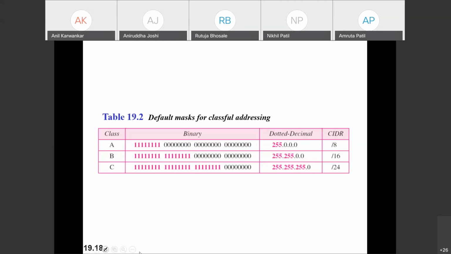The concept of net ID and host ID was utilized in the classful addressing scheme. The IP addresses in classes A, B, and C are divided into this net ID and host ID, having a variable length depending on the class of the addresses. I will show you the net ID and host ID next.